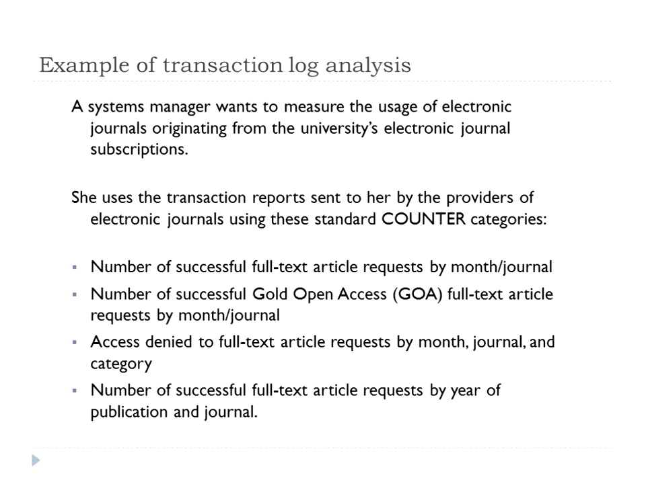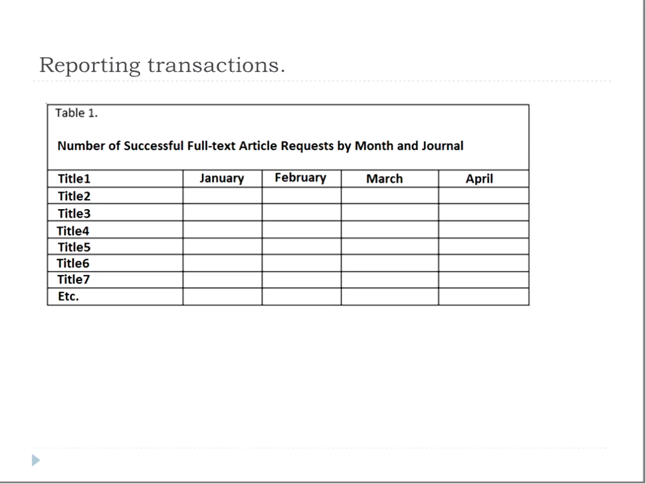And here are the counter categories: number of successful full-text article requests by month and journal, number of successful gold open access full-text article requests by month and journal, access denied to full-text article requests by month, journal, and category, and number of successful full-text article requests by year of publication and journal. I chose just one of those, the first one, number of successful full-text article requests by month and journal.